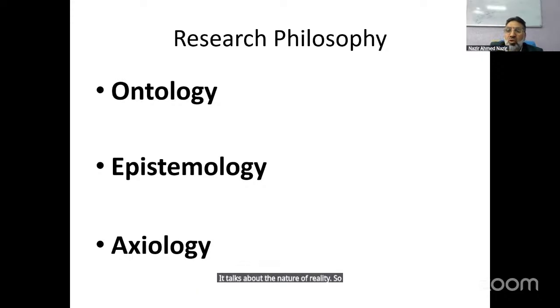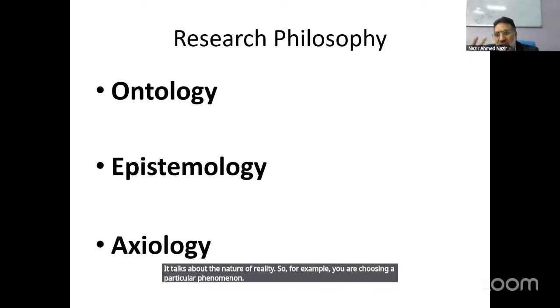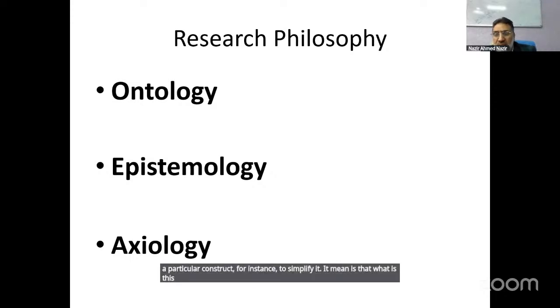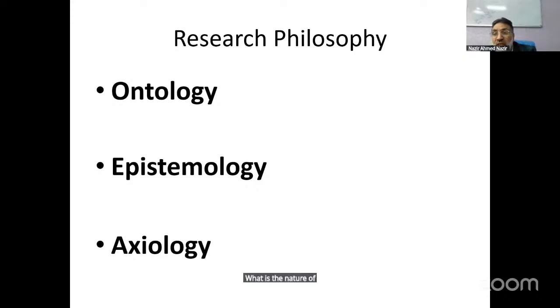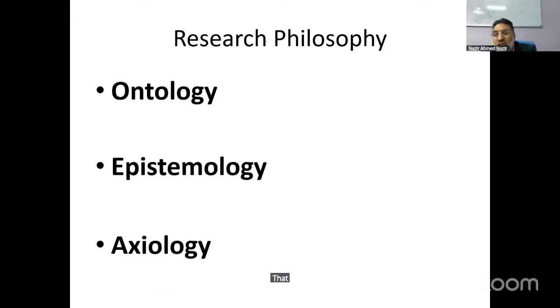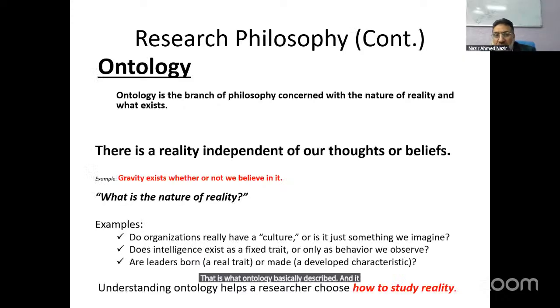So, for example, you are choosing a particular phenomenon, a particular construct, for instance, to simplify it. What is the nature of that particular construct? What is the nature of that reality? The construct that you've chosen for study purposes. That is what ontology basically describes. And it does tell us what is the nature of reality and what exists. And there is a reality which is independent of our thoughts or beliefs. This is very important. It's very crucial.